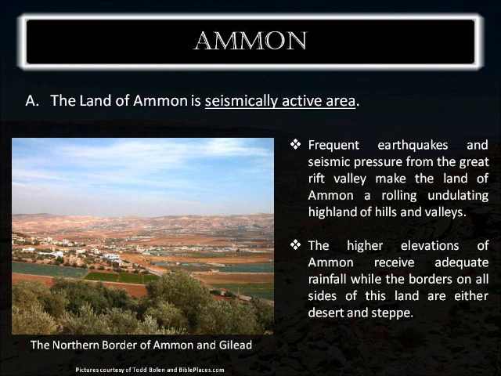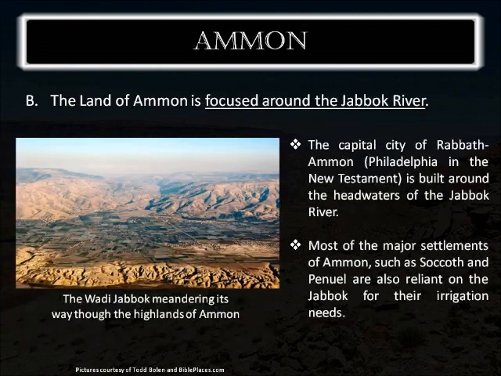Now, these higher elevations of Ammon, particularly in the areas of Rabbath Ammon or Gadara, receive adequate rainfall, and so you get fairly decent farmland in those areas. But the borders of Ammon are either desert zones or steppe zones. And again, this will keep Ammon highly isolated and defensible, that basically they won't come out to play unless they're ready to come out and play.